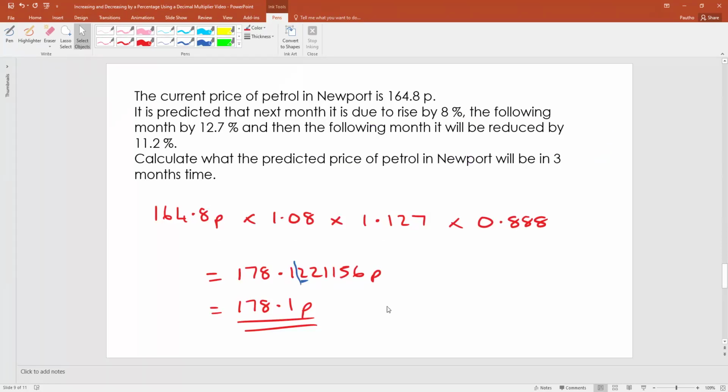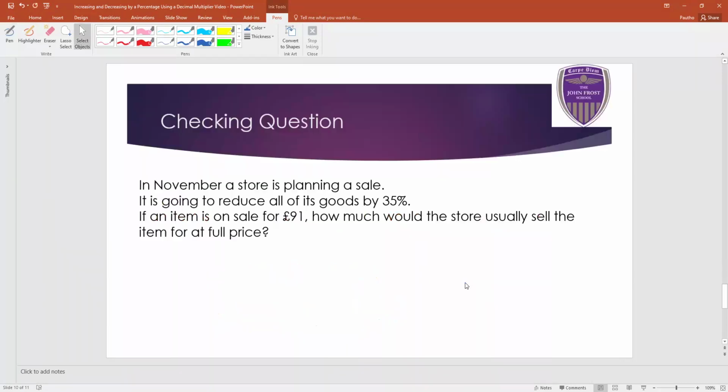Now for the challenge, you might wonder why we rounded it to 1 decimal place. We did that because if you look at the prices of petrol in petrol stations or on garage forecourts, they're all given to 1 decimal place. Okay. Right then, here's the check-in question. So pause the video here, have a go, come back when you're ready. This requires some thinking though, so be careful.